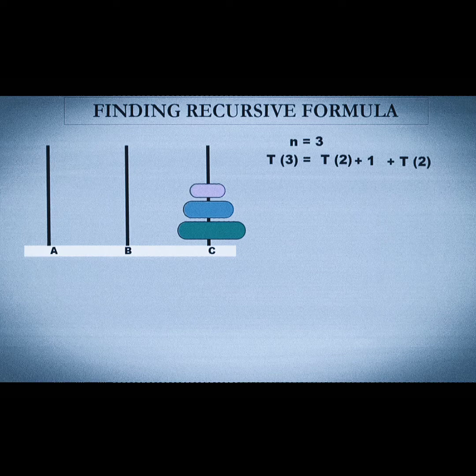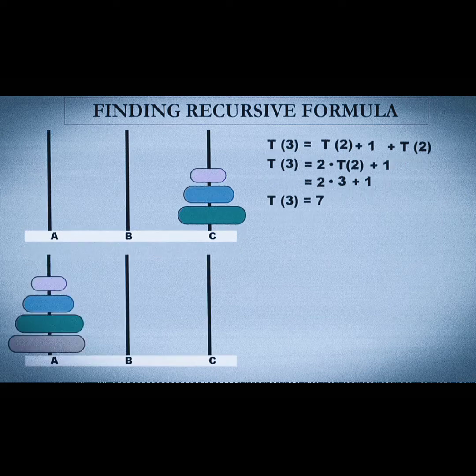How many steps did we take in total? We used the steps of t of 2 two times. So t of 3 is equal to 2 times t of 2. Don't forget that we have a single step in the middle, so we have to add 1 to the equation. 2 multiplied by 3 is 6, plus 1 is equal to 7. 7 moves.